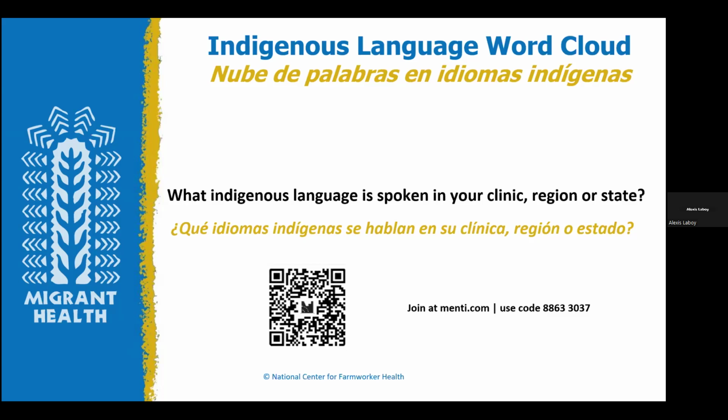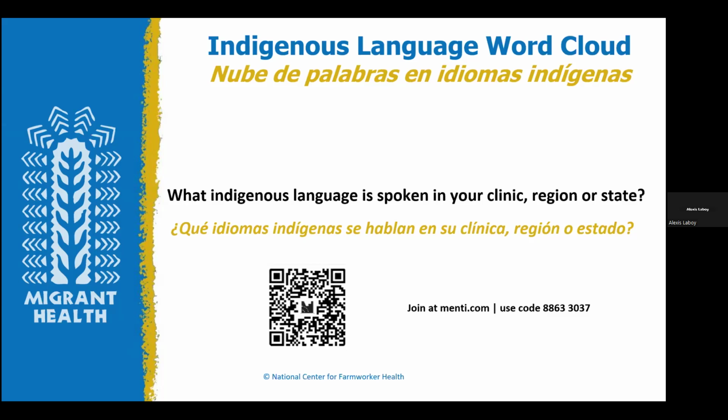You can use your smartphone or smart device. You can scan this QR code. It will take you to a Mentimeter. So we're asking this question: what indigenous language is spoken in your clinic, region, or state? ¿Qué idiomas indígenas se hablan en su clínica, región o estado?